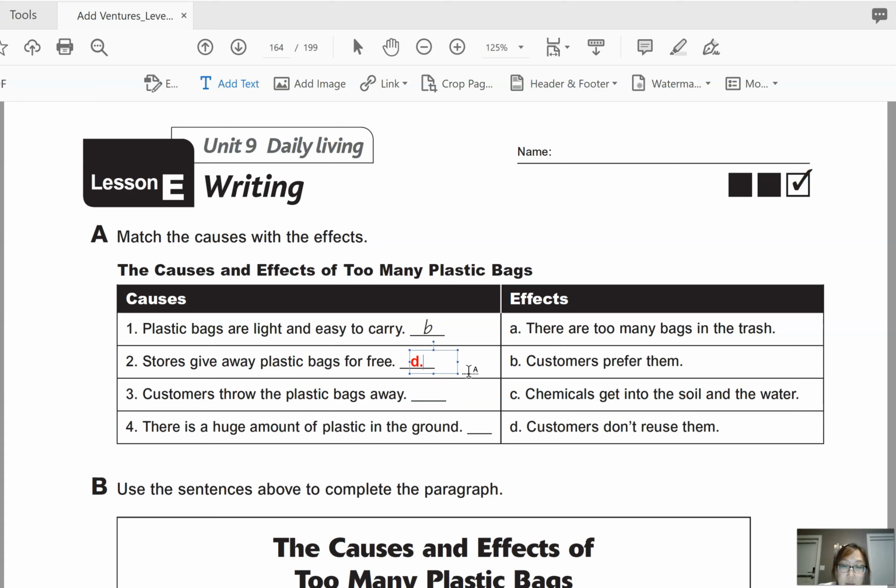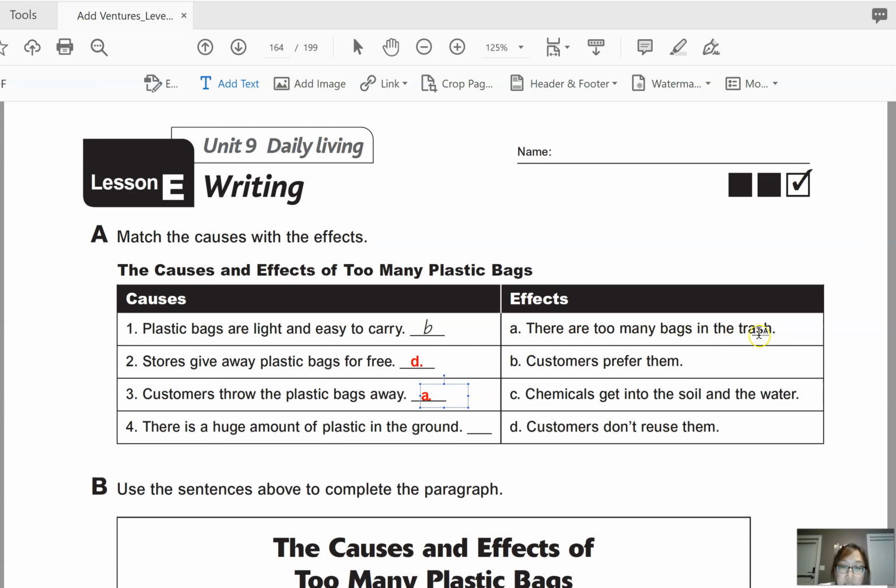Customers don't reuse them. And then number 3, customers throw the plastic bags away. So the effect is A, there are too many bags in the trash.